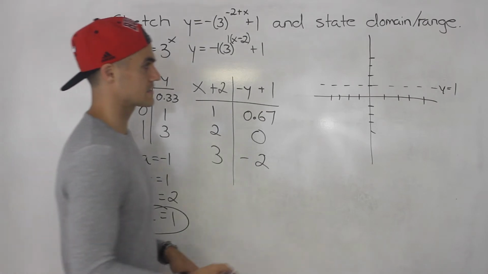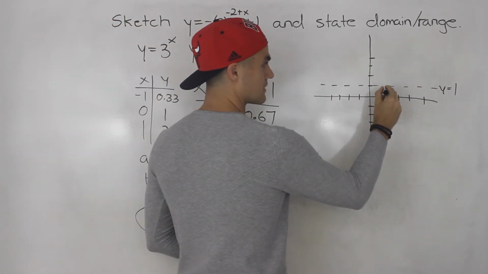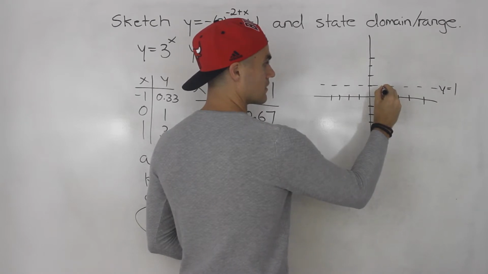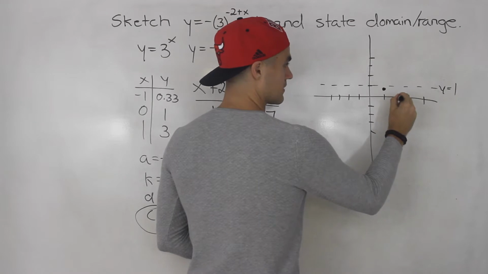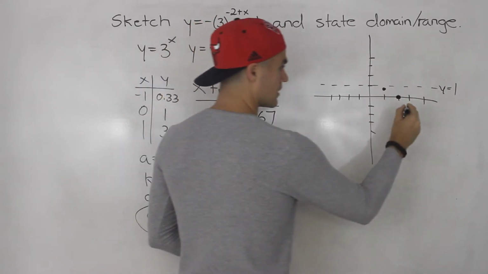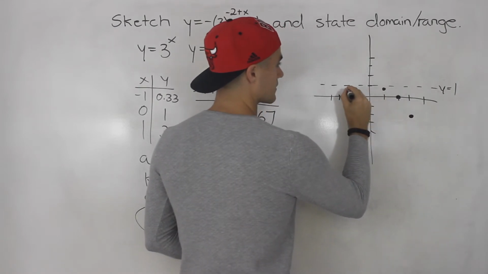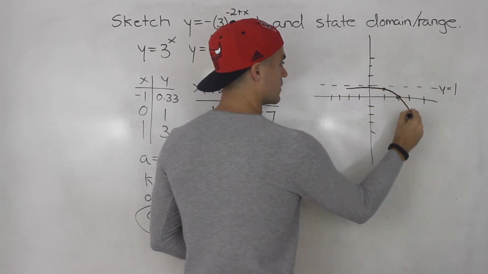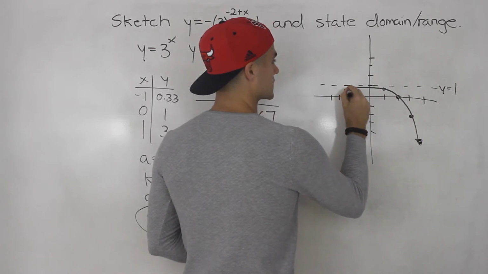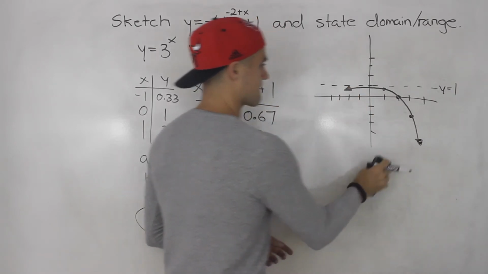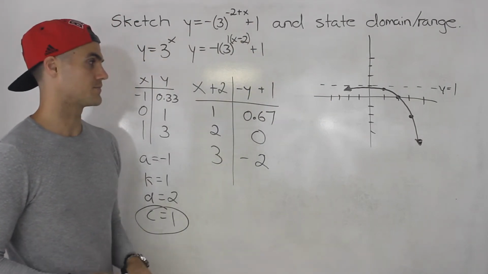1 and 0.67, that would be where? 1 and 0.67, that is like here. 2 and 0, that's like here. 3, -2, that's like here. So this function's looking something like that. All right, so that is the graph for this function.